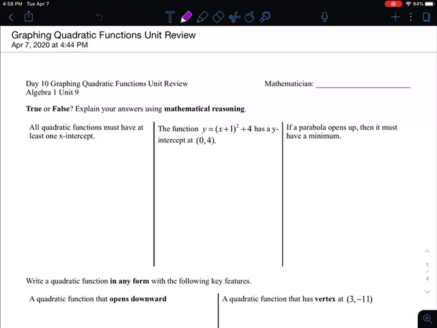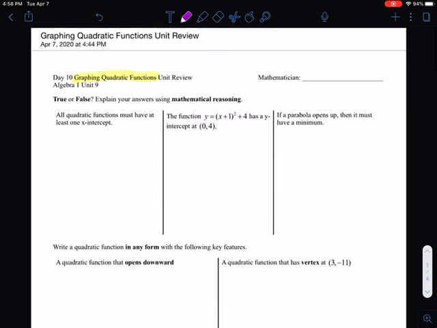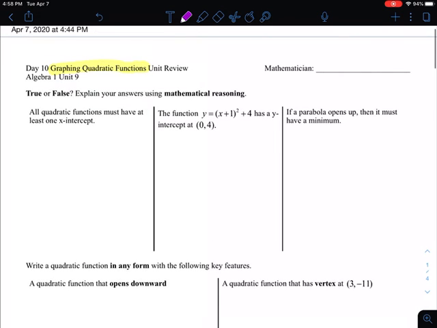Okay, so we are actually at the end of Unit 9, which is graphing quadratic functions. Today will be the last day we do graphing, and then we're going to move on to our very last unit next time on solving quadratic equations. I do have a review for you to work on, but I will go ahead and do a few problems with you to make sure we're on the same page. And of course, as always, please let me know if you have any questions.